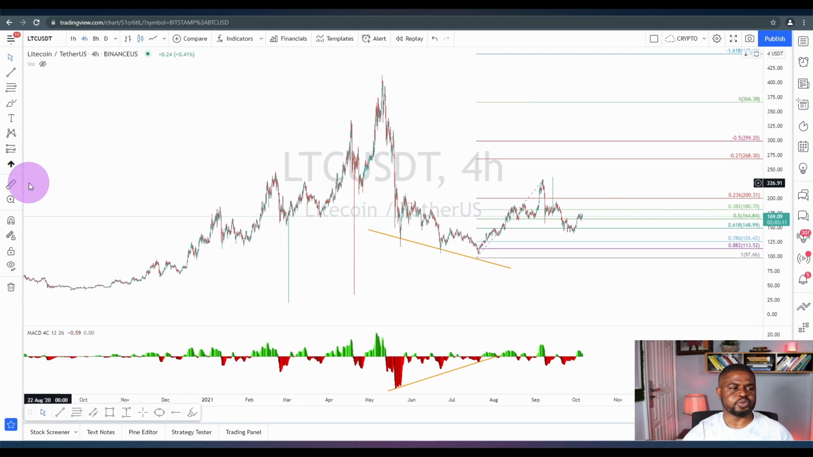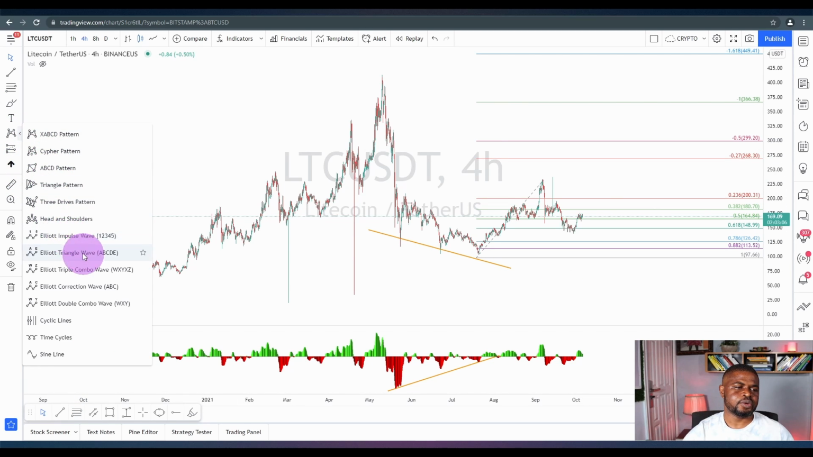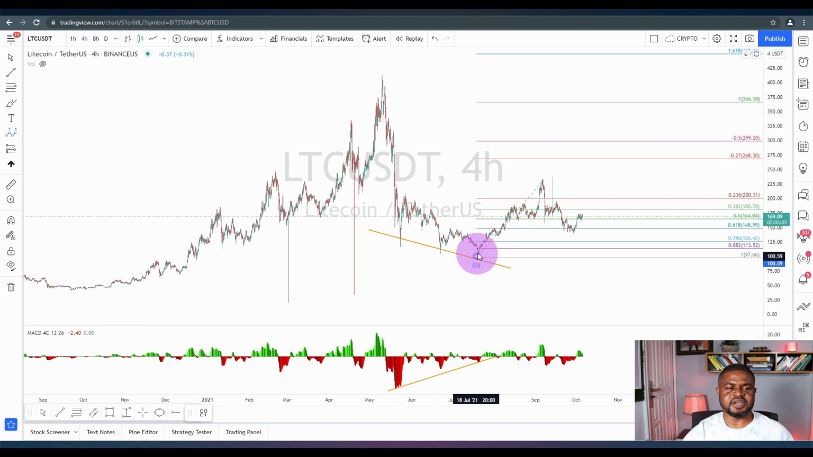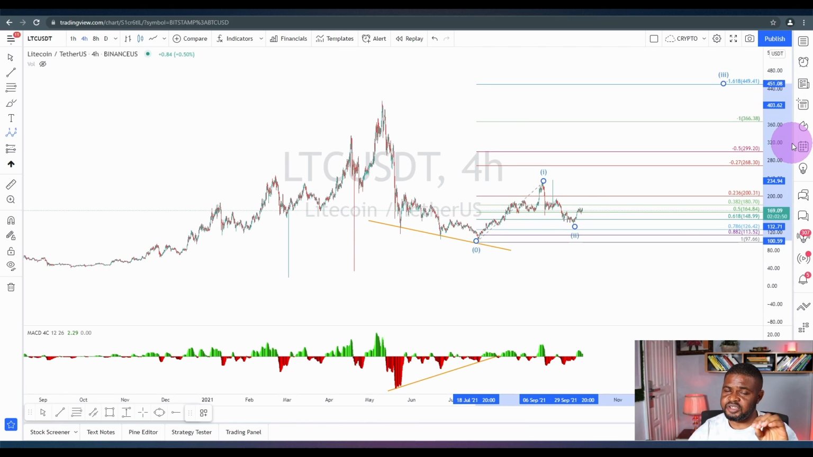And if I am to run a projection from the first leg, based on Elliott wave, I'll quickly assume that this is 1, and this is 2. If you know Elliott wave rules, wave 3 cannot be the shortest of waves 1, 3 and 5. Wave 5 can equal wave 1, but wave 3 is never the shortest. So don't expect wave 3 to be the shortest.